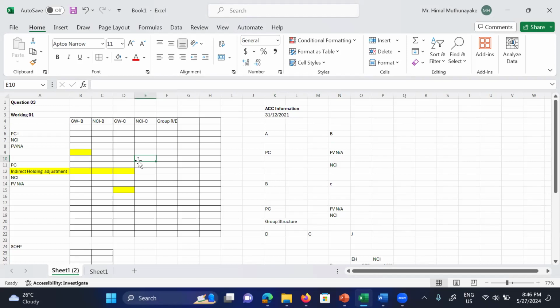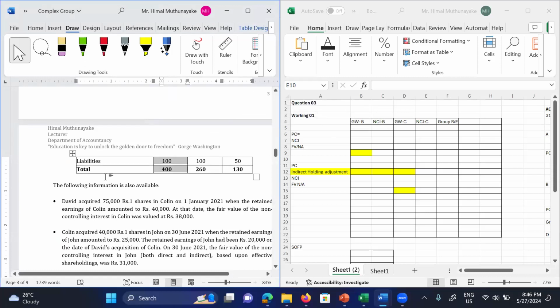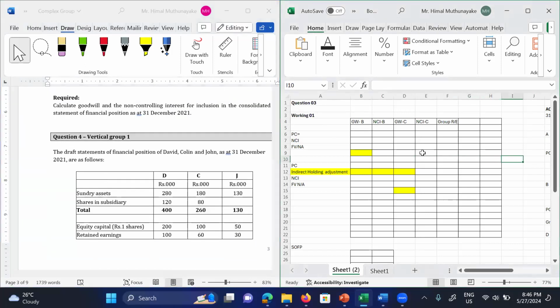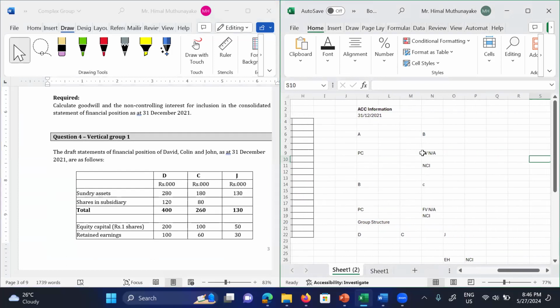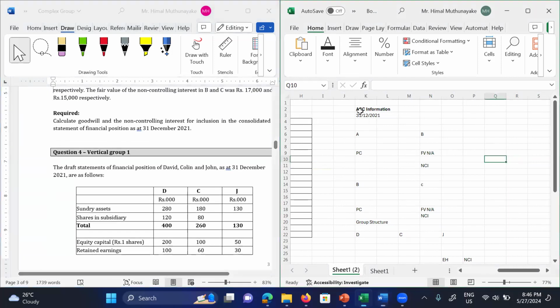Let's look at the question. First of all, what we need to do is summarize the things included in the question on one page. So that's what you need to do. When it comes to the acquisition information, the date of acquisition we can call DOA, not the Department of Accountancy, date of acquisition.